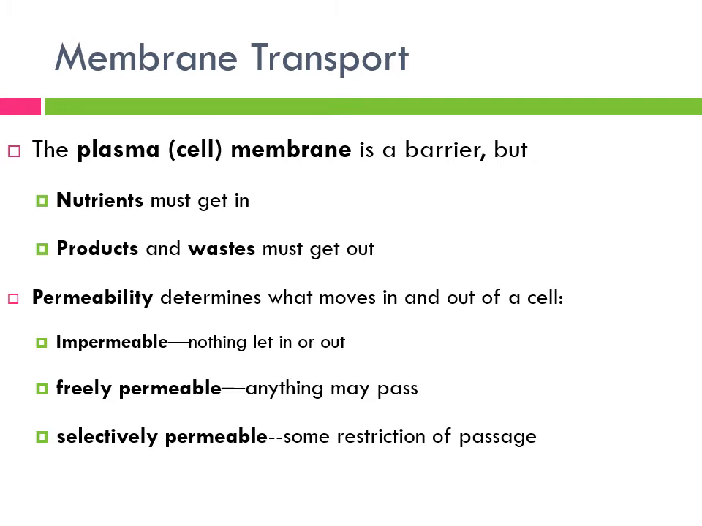Impermeable means nothing is allowed in or out of the cell. Freely permeable means anything can pass in and out of a cell. And selectively permeable means some things can move freely and other things cannot. And our cells have a selectively permeable membrane.